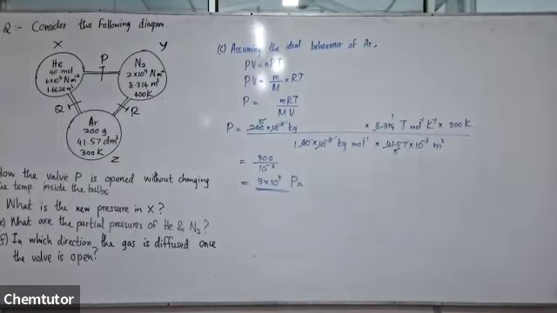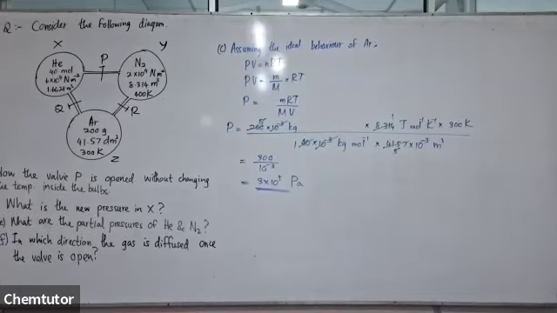Now see, now the valve P is open. So what will happen once the valve P is open? Yeah, the X and Y will get mixed. What will happen to the temperature? Yeah, temperature remains the same because it says temperature is kept constant. Then what will happen to the volume? It's increased. Now both X and Y are connected with each other.